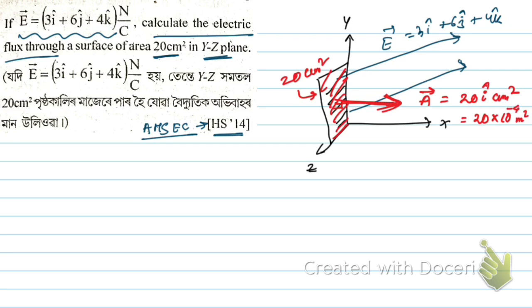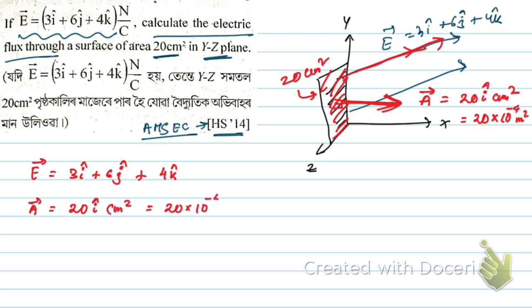This is the electric field. I have just drawn it like this; we don't know in which direction it is lying. So here we have electric field E equal to 3I cap plus 6J cap plus 4K cap, and the area is nothing but 20 I cap centimeter square. Let's convert it into meter square: 20 into 10 to the power minus 4 I cap meter square.